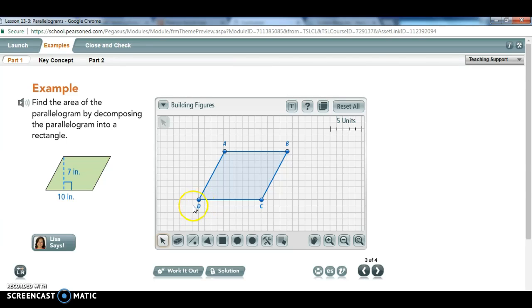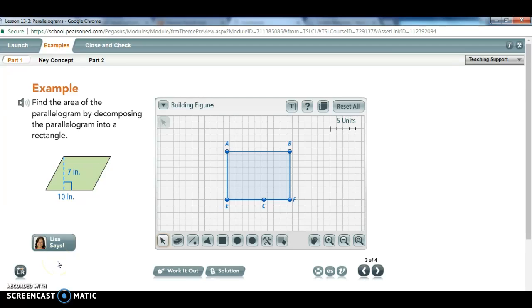So over here I've made a parallelogram with a base of 10 and a height of 7. And what we're going to do is decompose this so that it looks like a rectangle. So I'm going to go to my tools, scissors. We want to cut along this line right here. So I now have my right triangle, and I'm going to simply move it from one side to the other. And now I have a rectangle.